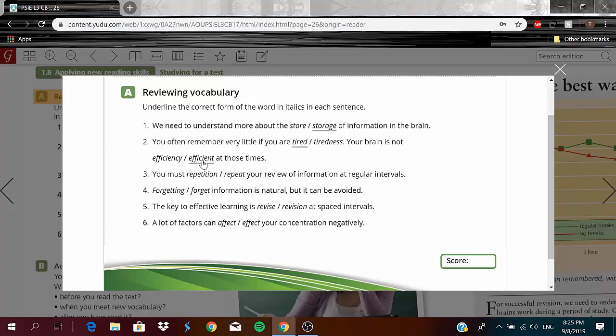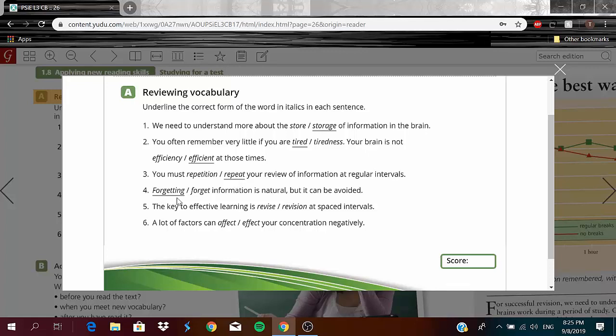You must repetition or repeat your review of information at regular intervals. So you must repeat your review of information at regular intervals. 4. Forgetting or forget information is natural, but it can be avoided. For that we'll say forgetting information is natural, but it can be avoided.